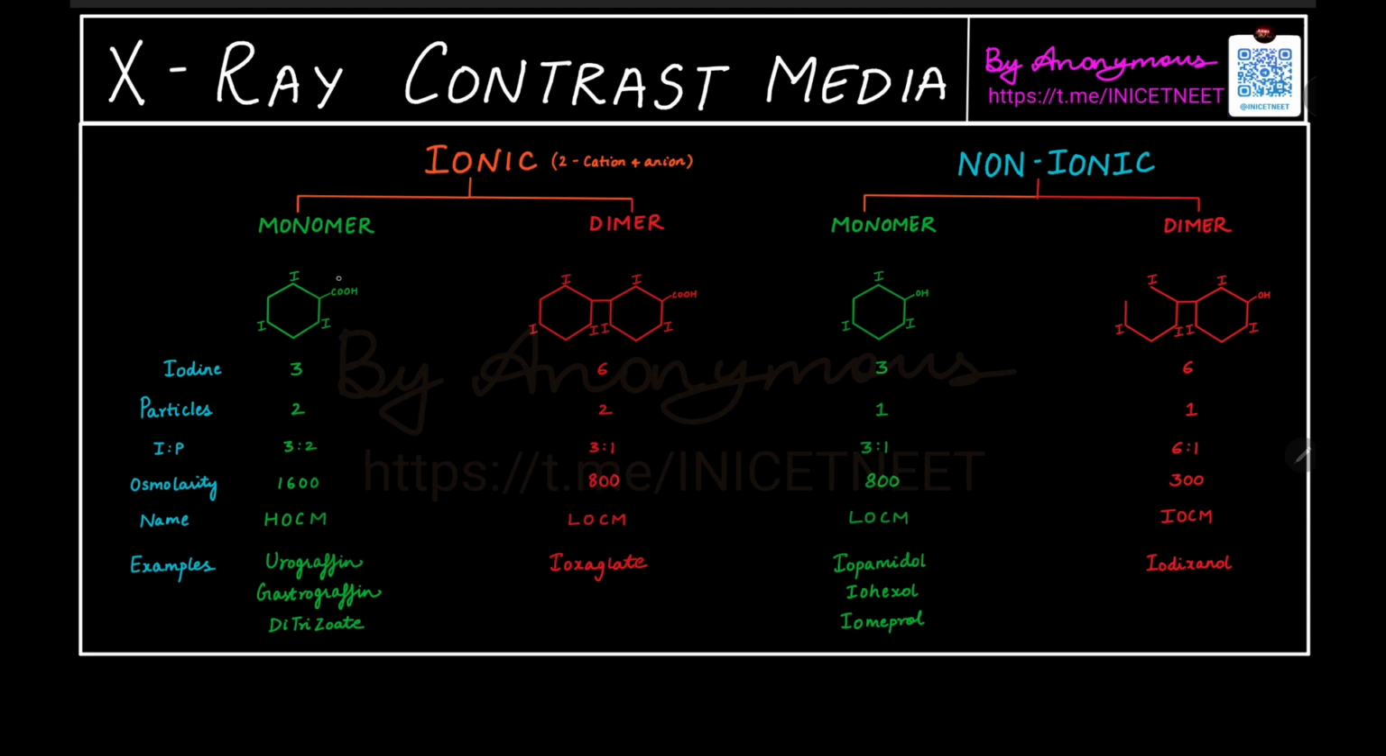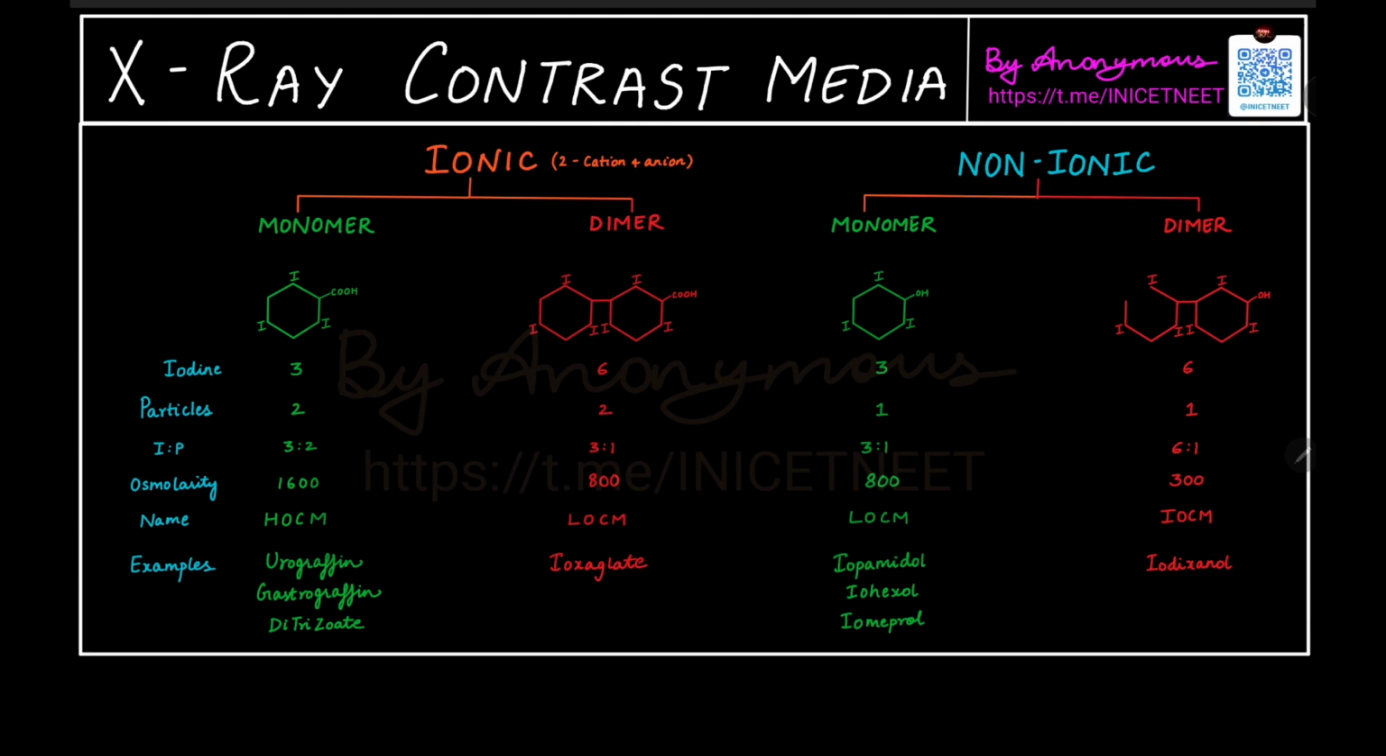Now, in ionic compounds, it is attached with the carboxyl group COOH. In non-ionic, it is attached with a hydroxyl group. The iodine count depends on whether it is a monomer or dimer: three iodines for monomer to six iodines for dimer. The particle ratio depends on whether it is ionic or non-ionic. Ionic will give us two particles, non-ionic will give us a single particle. Based on this, we can calculate the iodine to particle ratio. Obviously, the higher the ratio, the better it is for us, with much fewer side effects.